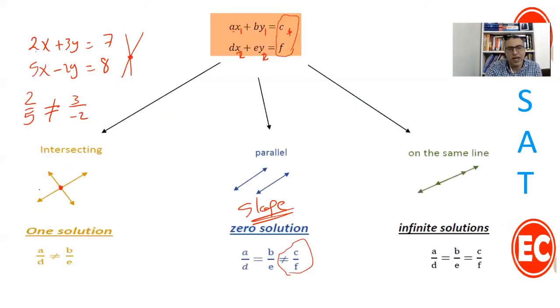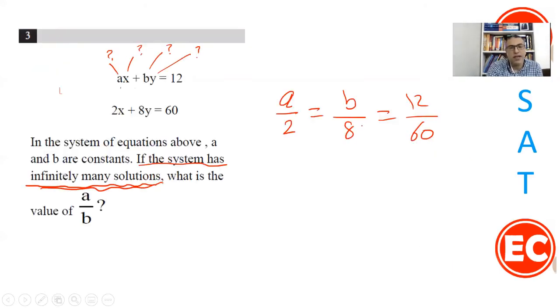As we said a few seconds ago, if you have infinitely many solutions, all three ratios are the same. Now, I want to find the ratio of A divided by B. Do you know that A over B is the same as 2 over 8? A over B is the same as 2 over 8. So the answer is 1 over 4.